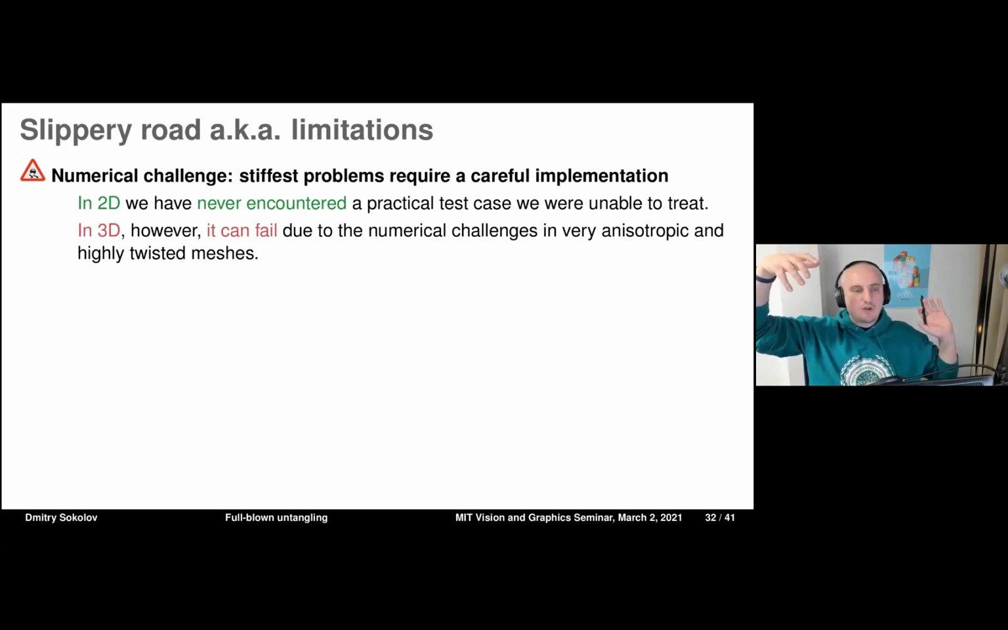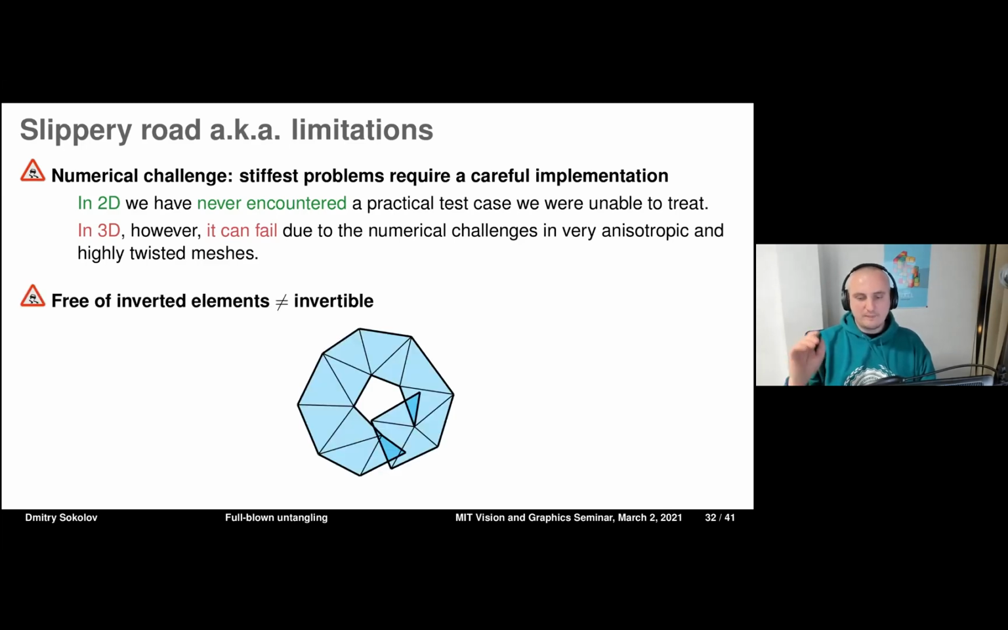It's not a limitation of the method itself, but having a robust code when you have an anisotropy of factor 1000 can be very challenging. Well, you find the limit of double precision, for example. The second point is that inversion-free does not imply invertibility.